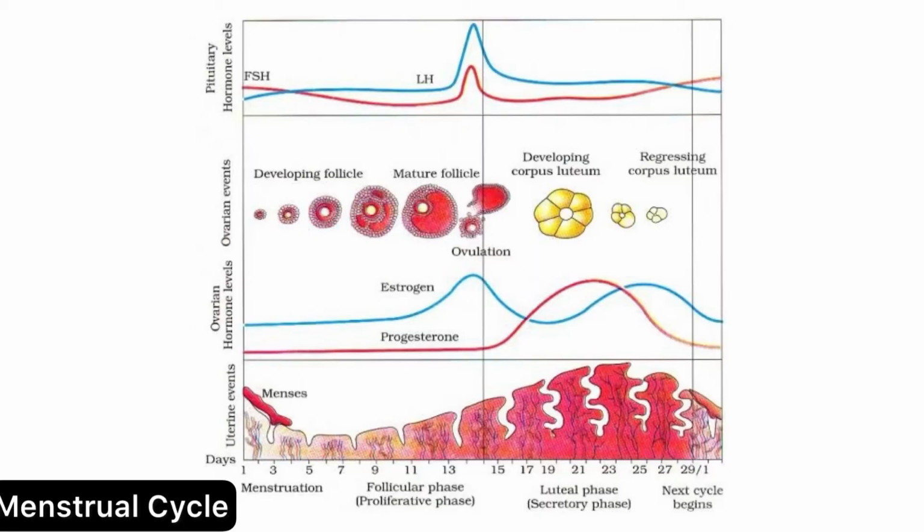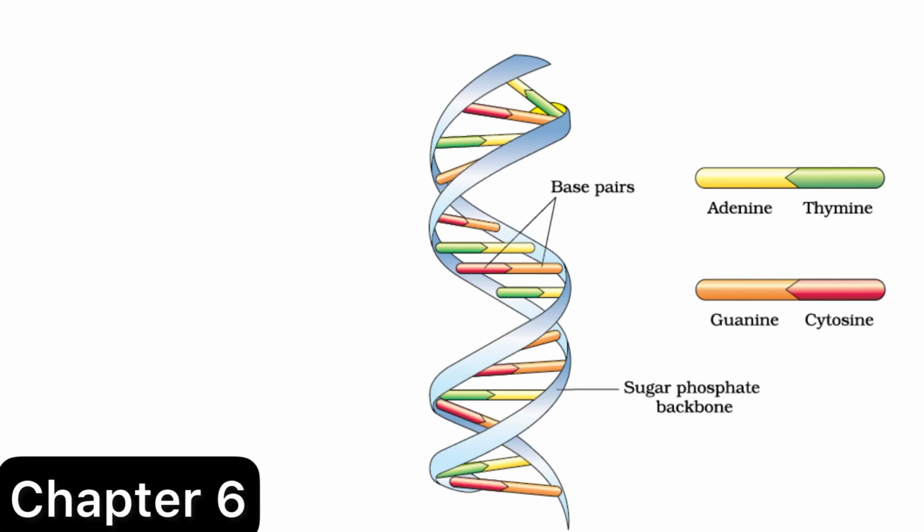The last diagram in this chapter is the menstrual cycle. Usually the explanation question will be asked, but if we want to score 70 on 70, even this diagram is very important. Next, moving on to chapter 6. Once again, it's a very important chapter.